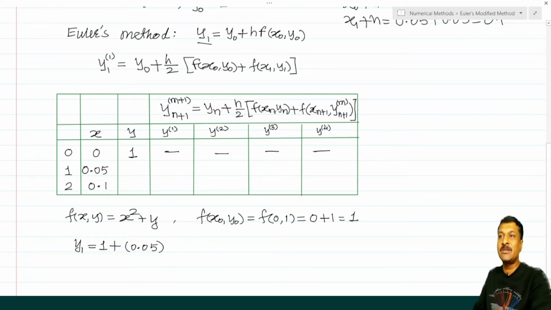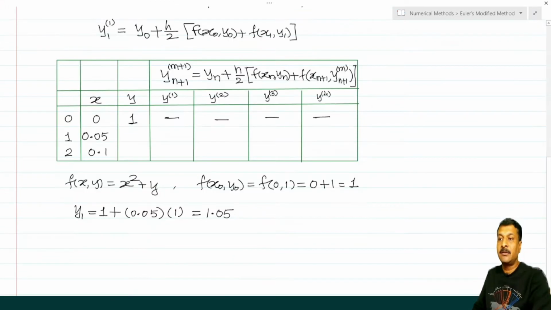Note that I am using this formula. It is 1. So by calculator find this value, and that is your y1 value by Euler's formula. So these values we are going to find by Euler's formula. I am getting here the value 1.050. So I will restrict our answer up to 3 digits. So y1 equal to 1.05.